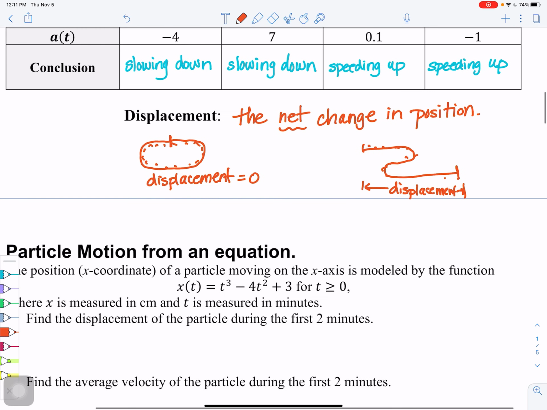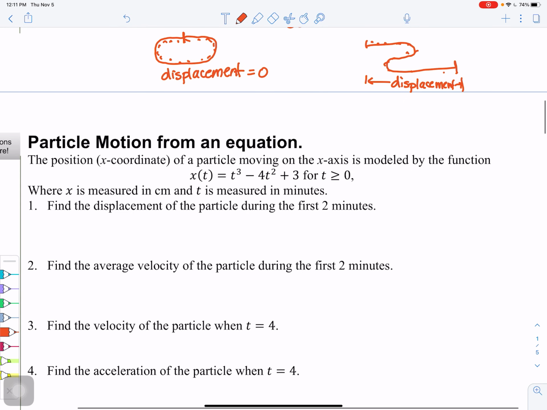Okay? Let's try an example and see if we can practice some of these concepts. So, particle motion from an equation, and then we will work with a graph. So, we are given that the position function is this cubic. And again, they could have said s of t, but they called it x of t. And x is measured in centimeters and time in minutes. And I would suggest always highlighting those. That way you're ready to go and you can find those units because units count.